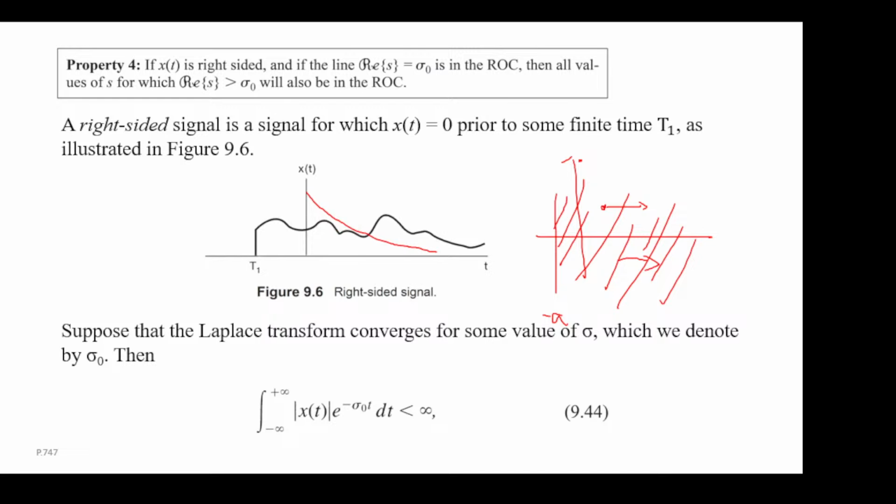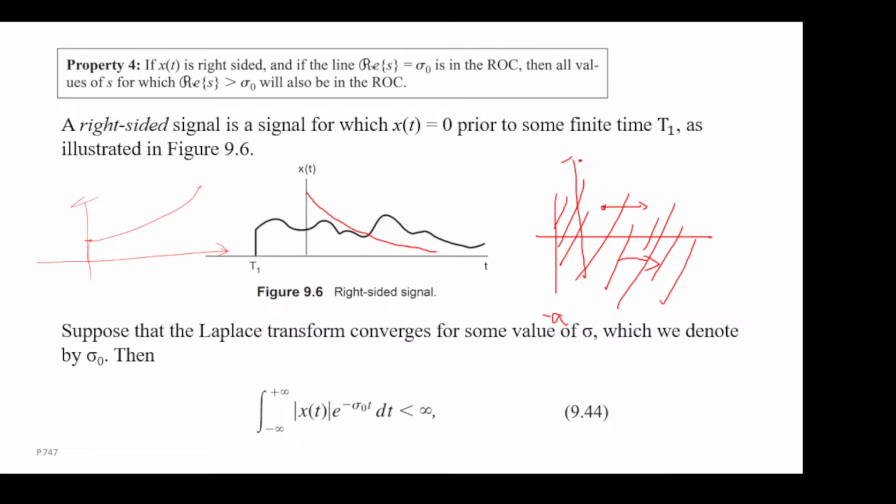Let's draw this. It has a cutoff of t1, but different from before, we didn't have that x of t is absolutely integrable. So x of t can be anything. So x of t can be maybe this thing, right? So x of t can be divergent by itself.